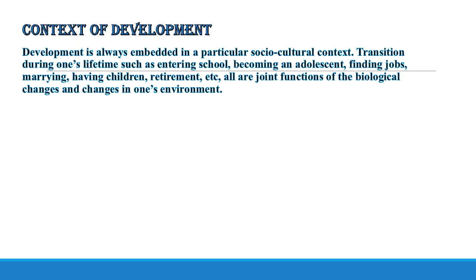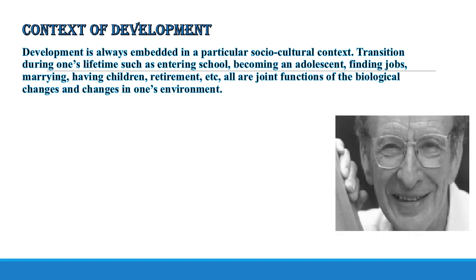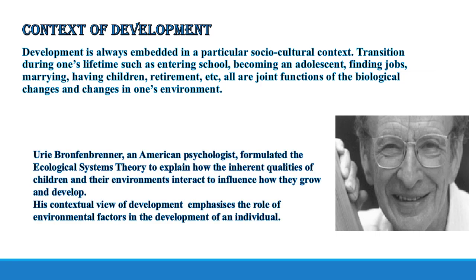So for this, there are two psychologists who have given us a theory of their own because they have studied the context of development, the background, the environment, which plays an important role. The first one was Urie Bronfenbrenner. He was an American psychologist and he formulated the ecological systems theory to explain how the inherent qualities of children and their environments interact to influence how they grow and develop. His contextual view of development emphasizes the role of environmental factors in the development of an individual.